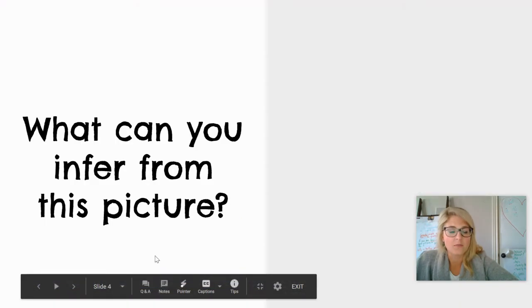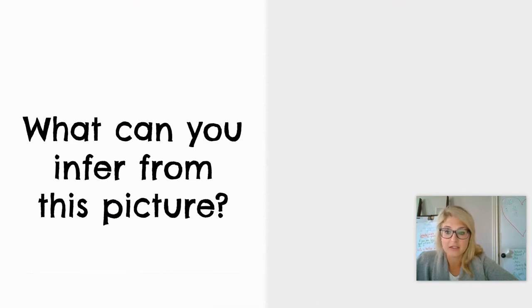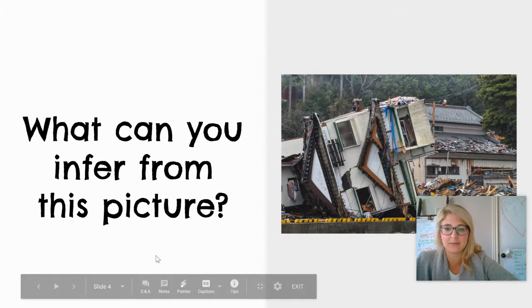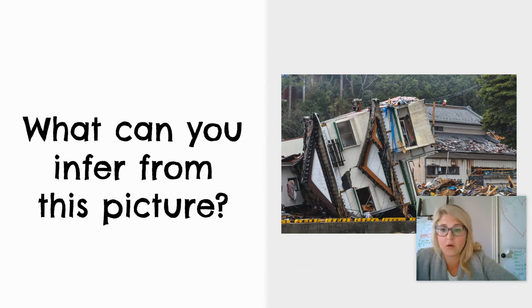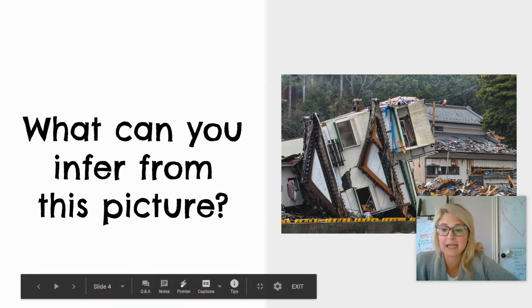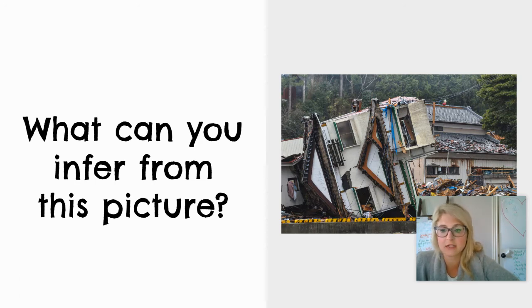All right, so I have a picture for you. I want you to look at the picture, and then I'm going to model how I can do some inferring from the picture. So take a look at this picture. Yikes. So I see it looks like there is a whole entire house turned on its side. Definitely doesn't look right. I see things hanging out of windows. I see wood kind of splintered all over the place. The roof is torn off on that building. There's definitely some damage. So remember, I'm going to take what I already know and I'm going to put it with what the clues are from the text, or in this case, the picture.